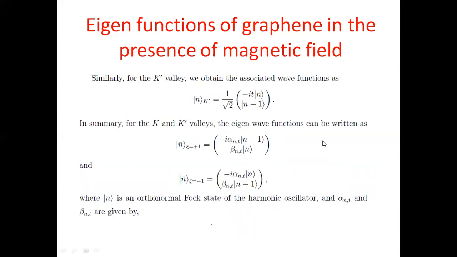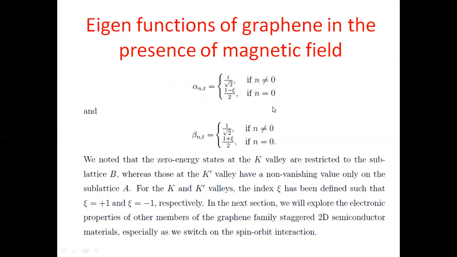Similarly, we can derive the equation for the K prime value, which is given by this equation. For the K and K prime values, the eigenfunction can be written as follows. These are the wave functions for the K value, and this is the wave function for the K prime value, where n is an orthonormal Fock state of the harmonic oscillator, and alpha nt and beta nt are given by these equations. For n not equal to 0, alpha nt is equal to t by 2, where t is the band index.